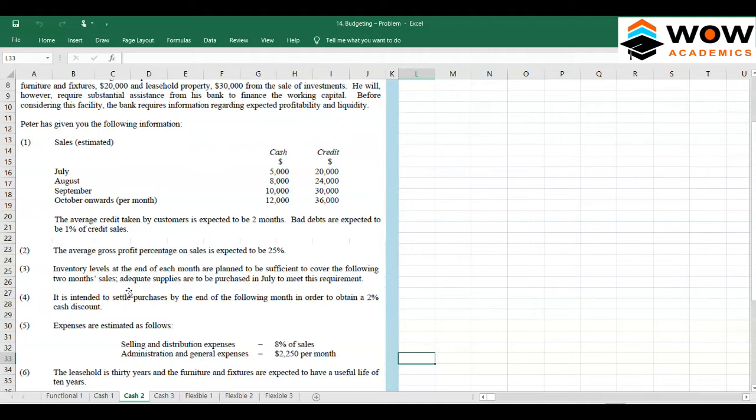Adequate supplies are to be purchased in July to meet this requirement. So there is no opening stock in July for inventory levels. It is intended to settle purchases by the end of the following month in order to obtain a 2% cash discount. So this is the purchase and the settlement of it.